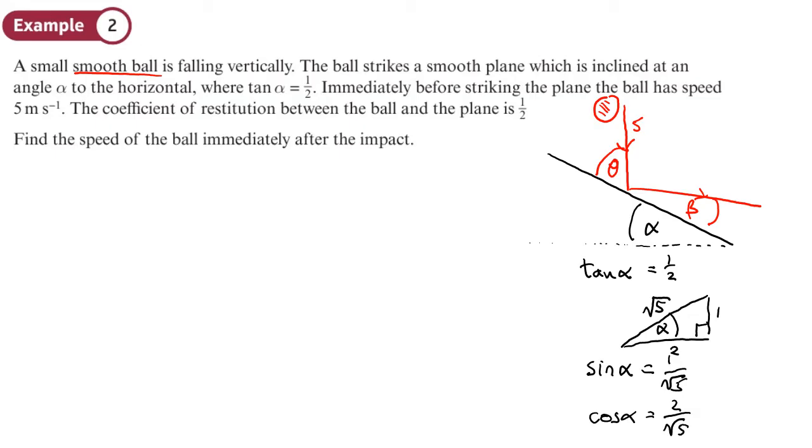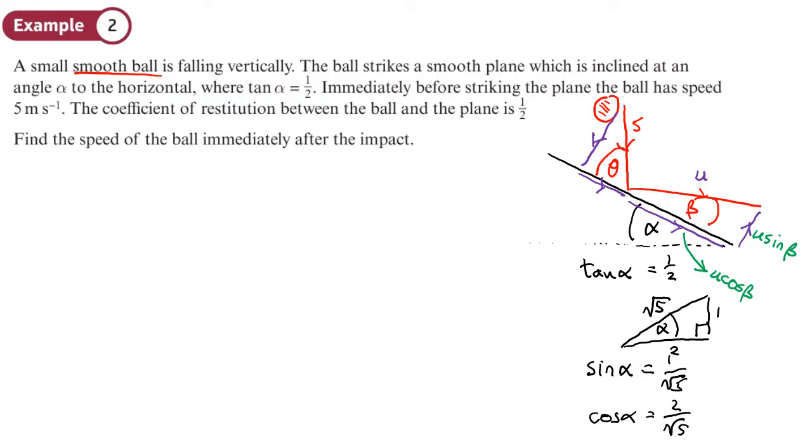Now just like before, I need to work out these components here. So this component here, this component here, and this component here. And we're trying to find the speed of the ball immediately after impact, so let's call that u. So what we have over this side here is going to be u sine beta. This bit here is going to be u cos beta.